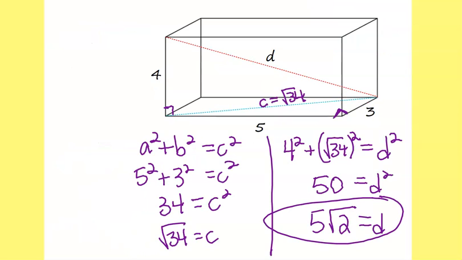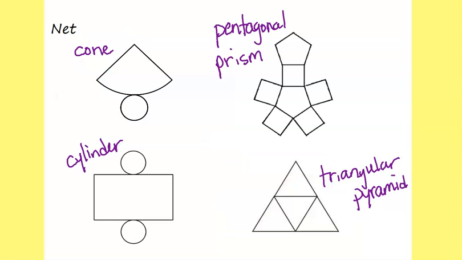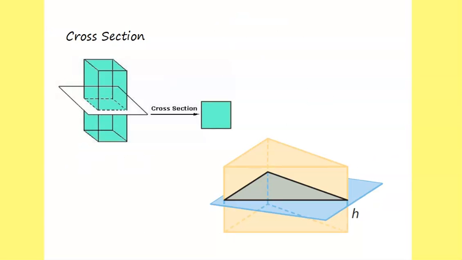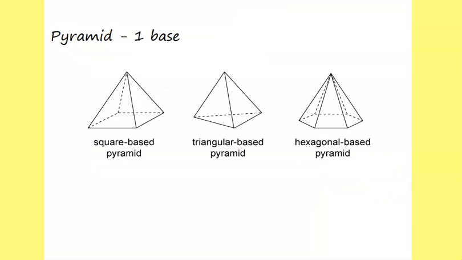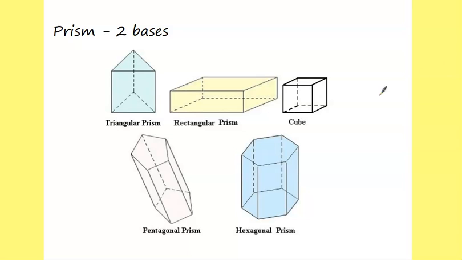So, quick recap here. Remember, if you are looking at the cross section, look where the cross section is being cut and what is parallel to that. That will tell you what the shape is going to look like when you cut that out of there. If you are looking at the net, count how many bases. If it's 2 bases, it'll be a prism or a cylinder. If it's 1 base, it's going to be a pyramid or a cone. And then with those pyramids and prisms, they're just named according to the shape of the base.